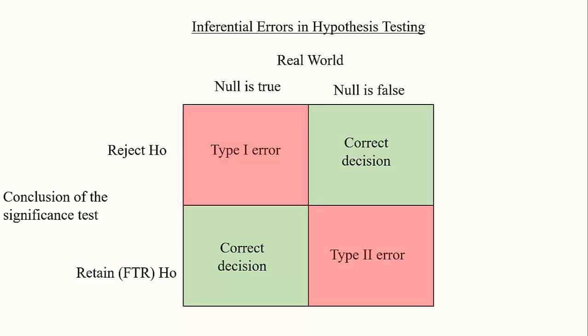And then this is just a simpler version of the same thing where I just get the main things here, that you can reject H0 and be incorrect. That's a type 1 error. If you reject H0 correctly, then you're correct. If you fail to reject H0 and make an error, it's a type 2 error. And of course, you could also make the correct decision there.